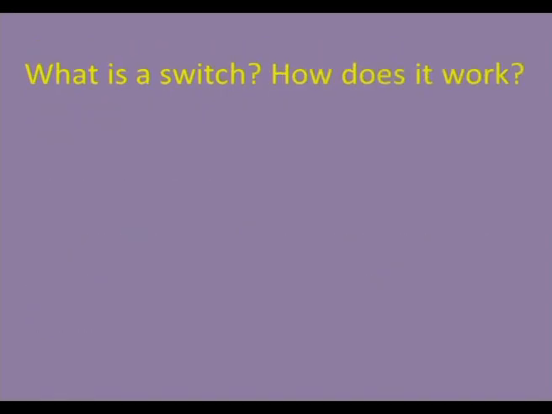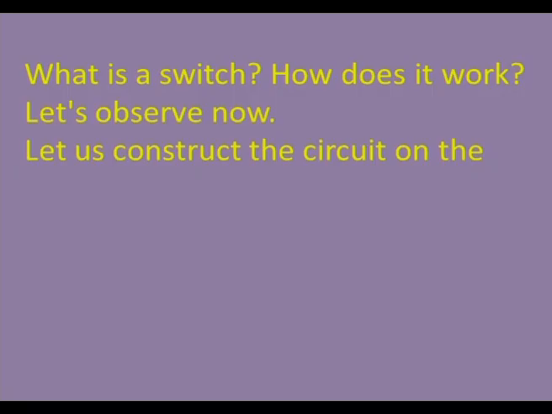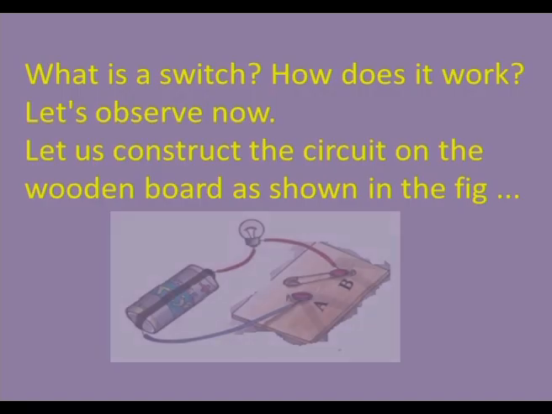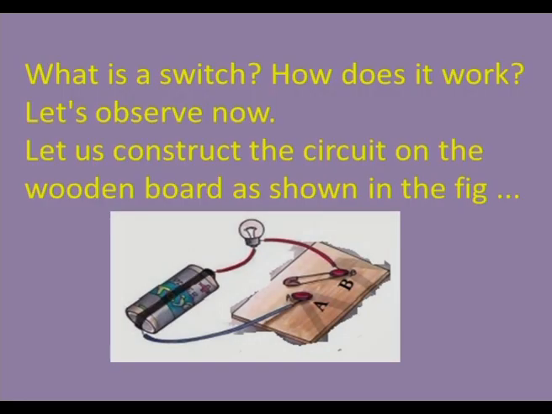What is a switch? How does it work? Let us observe now. Let us construct the circuit on the wooden board as shown in the figure. In the figure we have a bulb, wire and a board. In the board we have taken two display board pins and joined them with the points A and B, and we arranged a safety pin, and it is open at A and attached to the point B.